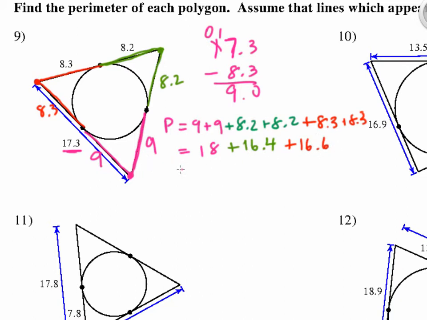Add them all up, and we're going to get, let's see. Why don't we add up the whole numbers first? So 18 plus 16 plus 16. Well, 16 plus 16 is 32. 32 plus 18. Well, let's break this into 10 and 8. So 32 plus 10 is 42. 42 plus 8 more, that's 50. Okay, so that's 50 plus 0.4 plus 0.6. What's 0.4 plus 0.6? Well, that's just 1. So 50 plus 1 more gives us 51. The perimeter is 51.